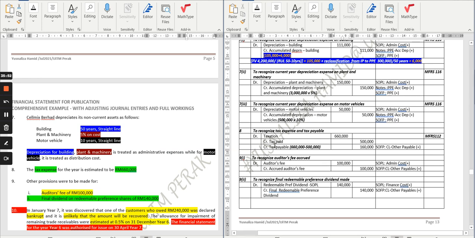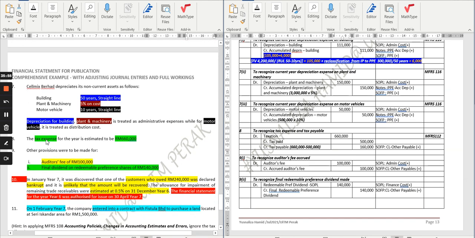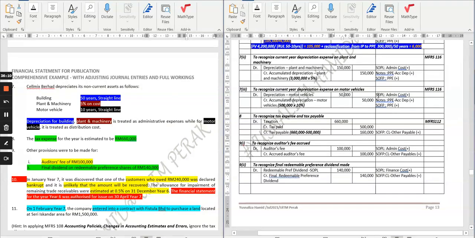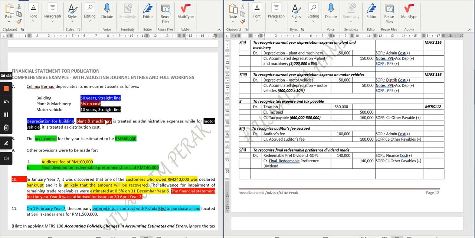That 50,000 there. Next one is the tax paid. Remember to include the plant and machinery under admin, include the motor vehicle under selling expenses, right? Okay, so depreciation on motor vehicle will be treated as distribution expenses. So I'll adjust this here. Okay, distribution.